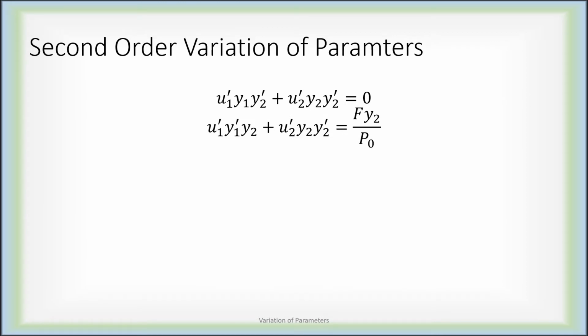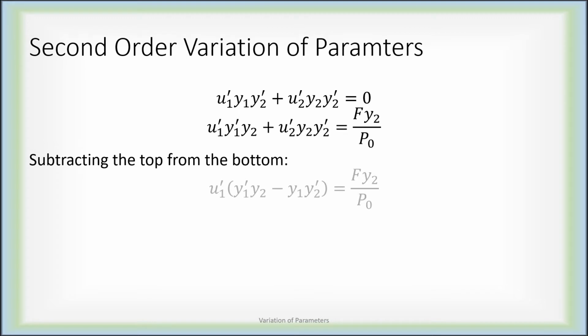If I take these two equations we've just generated, and I subtract the top one from the bottom one, well, these two terms will cancel out. Both of these have a shared factor of u1 prime, leaving behind y1 prime y2 minus y1 y2 prime. And here I'll just have this minus 0.